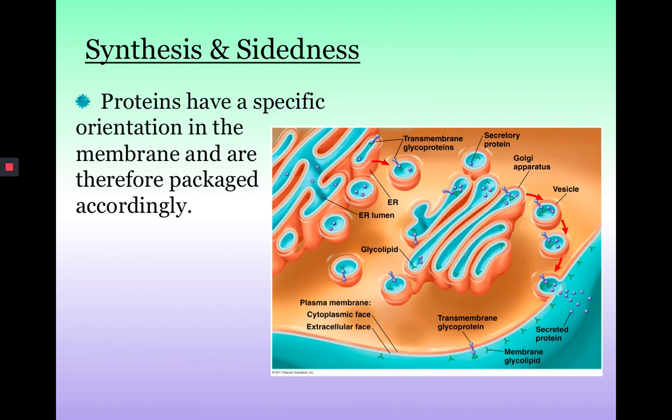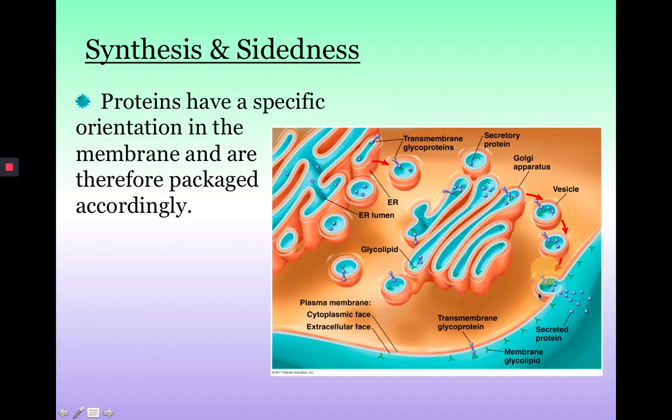All right, synthesis and sidedness. Proteins have a specific orientation in the membrane and are therefore packaged accordingly. So let's take a look at this protein out here. This is a glycoprotein, right? You see these green guys? Those are the carbohydrates, okay? You'll notice when this secretory vesicle combines with the cell membrane, the glycoprotein has to be on the outside of the cell.